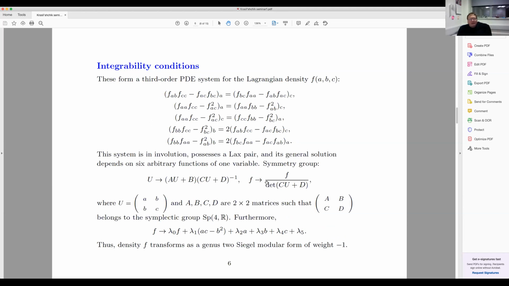Right, so here is a system of integrability conditions, right? These are PDEs for the function, for the Lagrangian density. And my f of ABC is my Lagrangian density, right? And for this function of three variables, I have this system of PDEs. They come from the vanishing of the Haantjes tensor, right? So they're relatively simple.